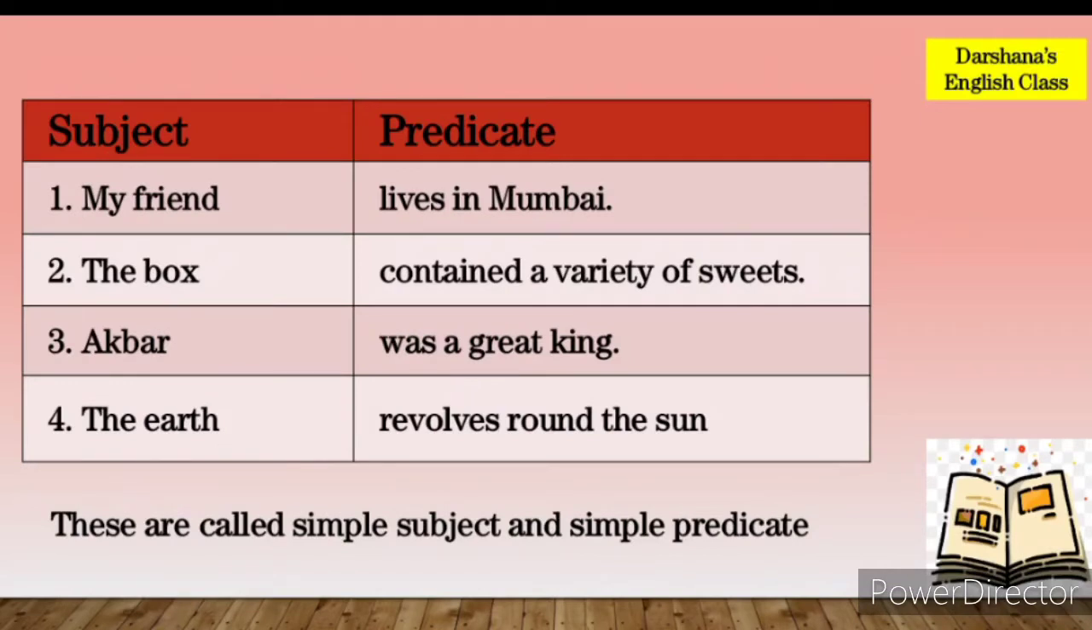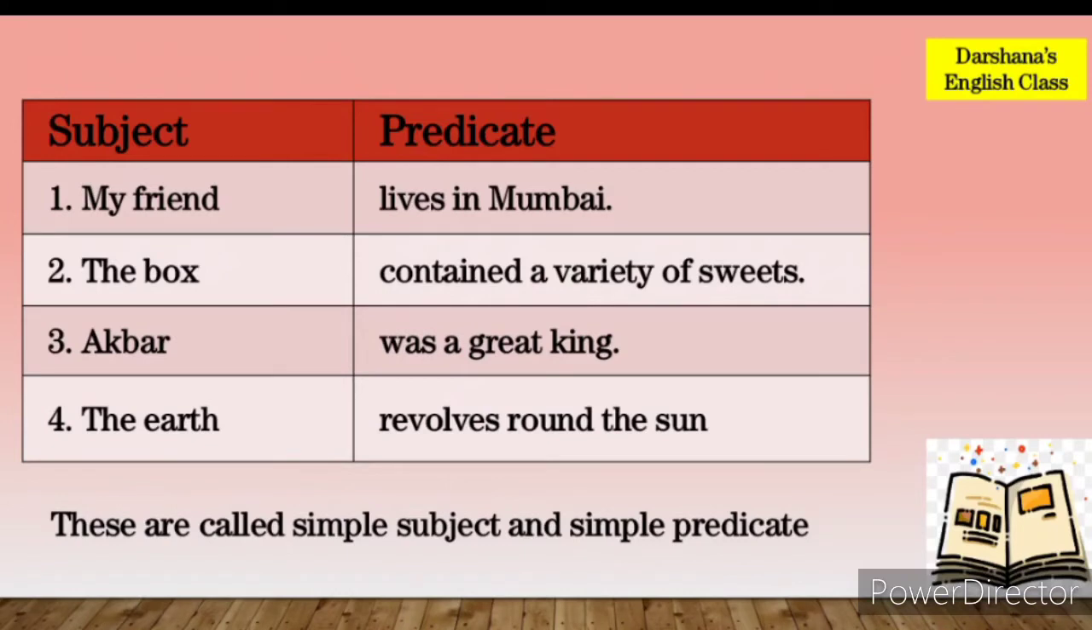Here, I have given a simple example by drawing a table and separating the sentence into a subject and a predicate. Okay, the first one, my friend lives in Mumbai. The box contained a variety of sweets. Akbar was a great king. The earth revolves round the sun. Okay, now these are called simple subject and simple predicate.